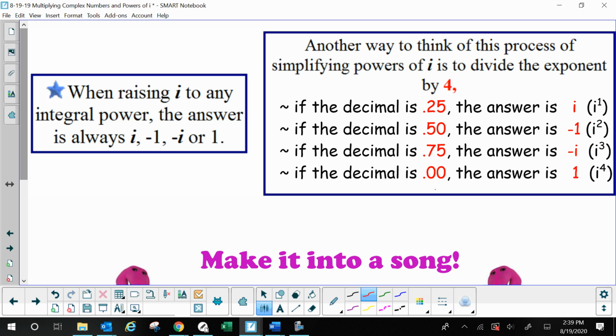So let's say you had i to the 50th power. You don't want to do all the work to get to 50. But what you can do, get your calculators. There's 4 things that it cycles through, right? So you're going to take the exponent, which is 50. What is 50 divided by 4? 12.5. So the decimal ended in a 0.5, right? The answer is negative 1.